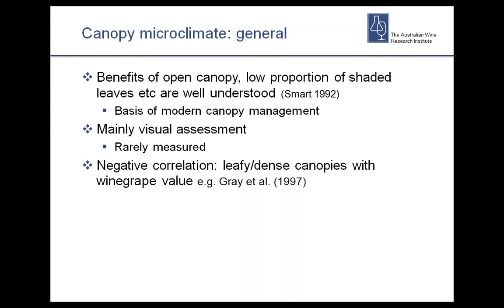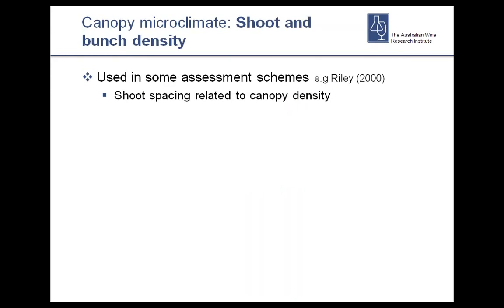But it's generally only done as a visual assessment. It is rarely measured. In one study, there was a negative correlation found between leafy dense canopies with wine grape value. Looking at shoot and bunch density, this is used in some assessment schemes, and of course shoot spacing is related to canopy density.